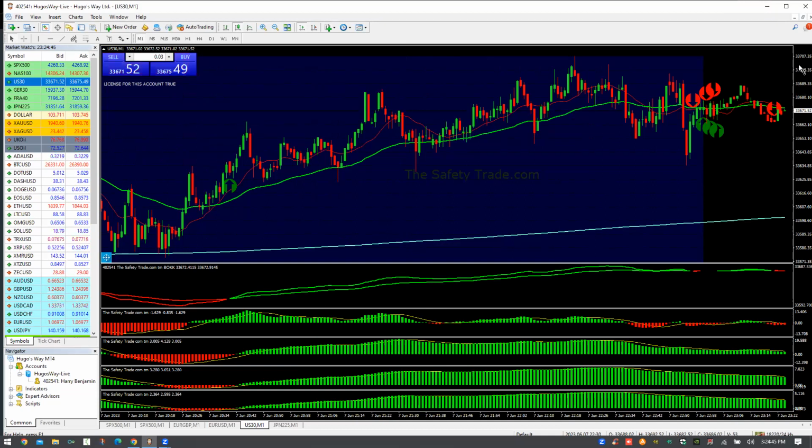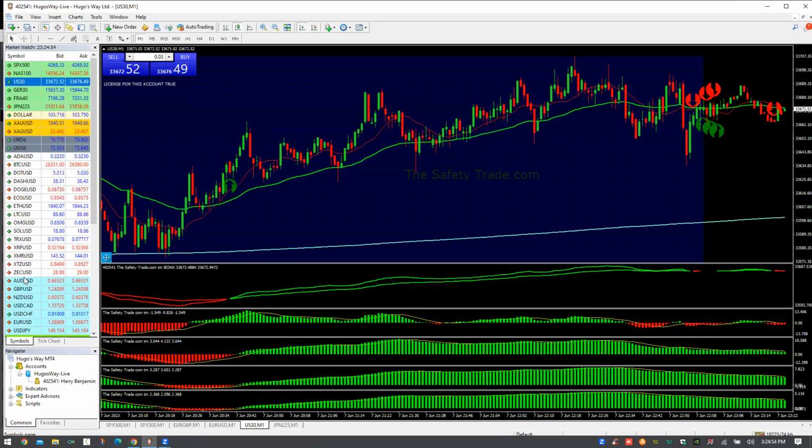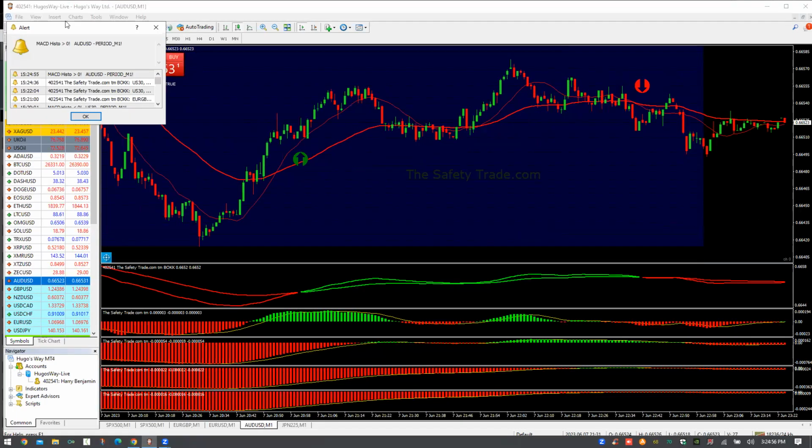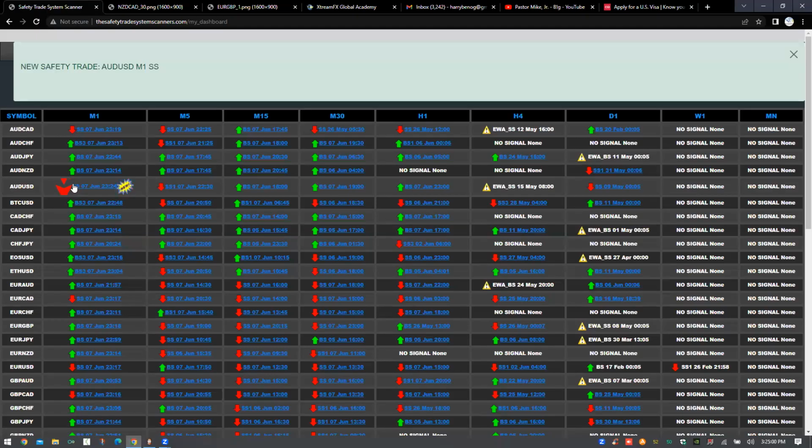So US 30 pulled back up a bit. New safety trade alert. And here's another safety trade alert, AUD USD. The system just called it out. Let's put it on the screen and see what it's showing us. What is it saying? AUD USD is a 1 minute sell, brand new trade.